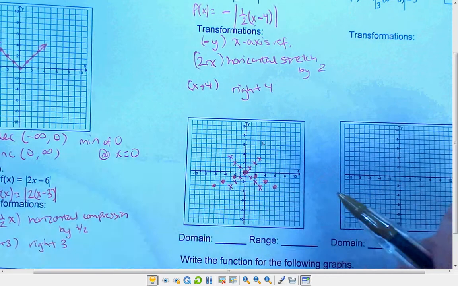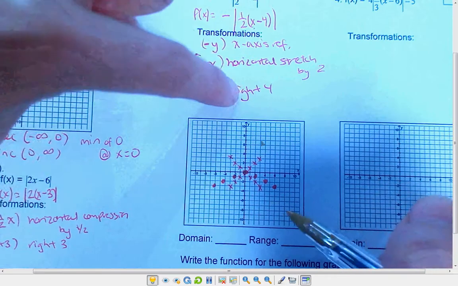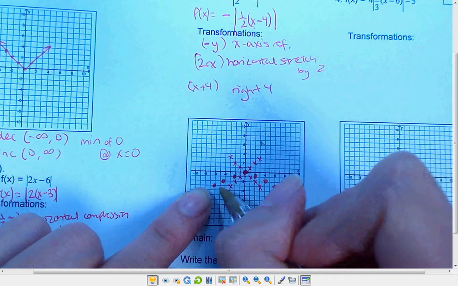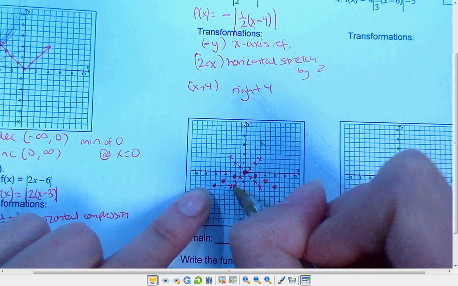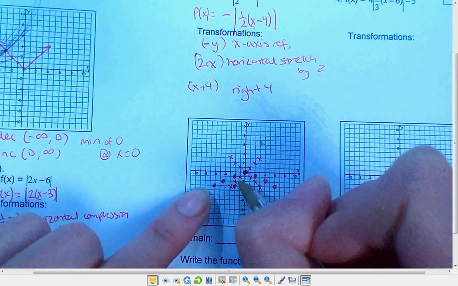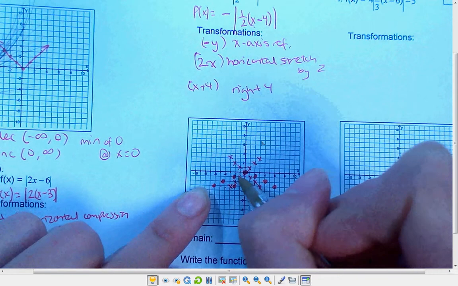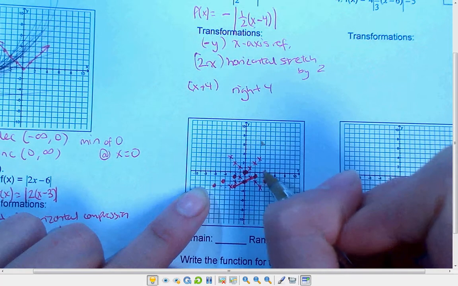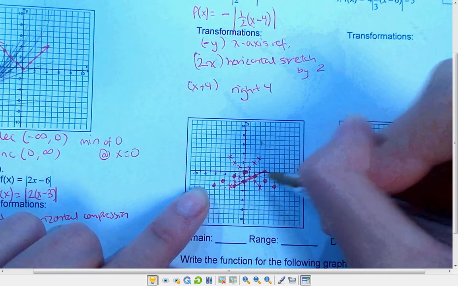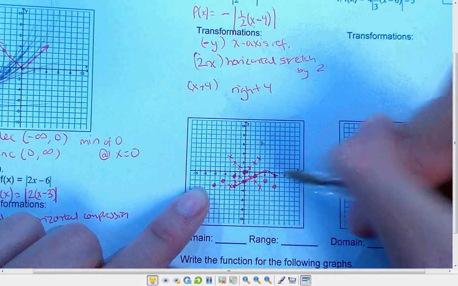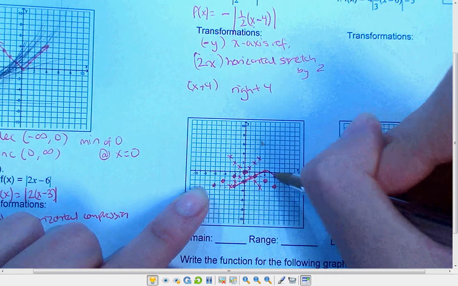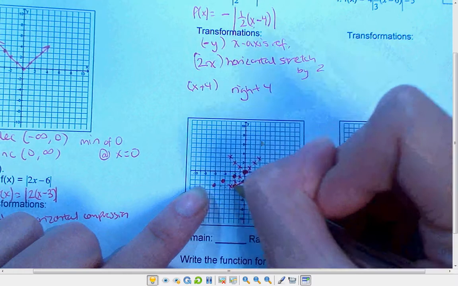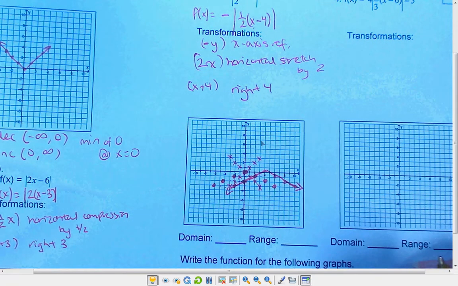So this is what I'm going to take and now shift to the right 4. Each of these points I'm going to shift to the right 4. So 1, 2, 3, 4. And it should retain the same shape that it was before. So it'll still be wider than our parent function.